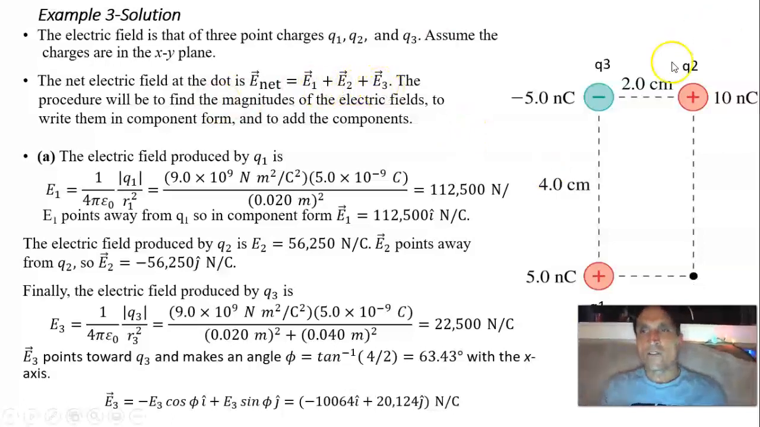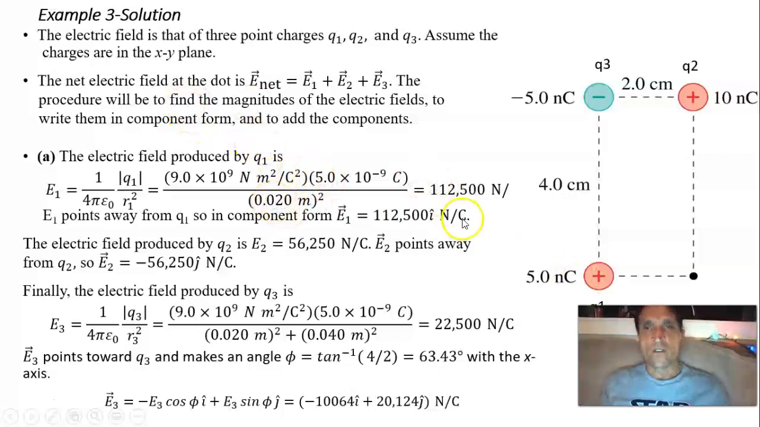So Q1, where's Q1? Q1 is right here. Q1 is a distance 2 centimeters from this corner, so r is 2 centimeters. Q1 has a magnitude of 5 nanocoulombs. So that's Q1.